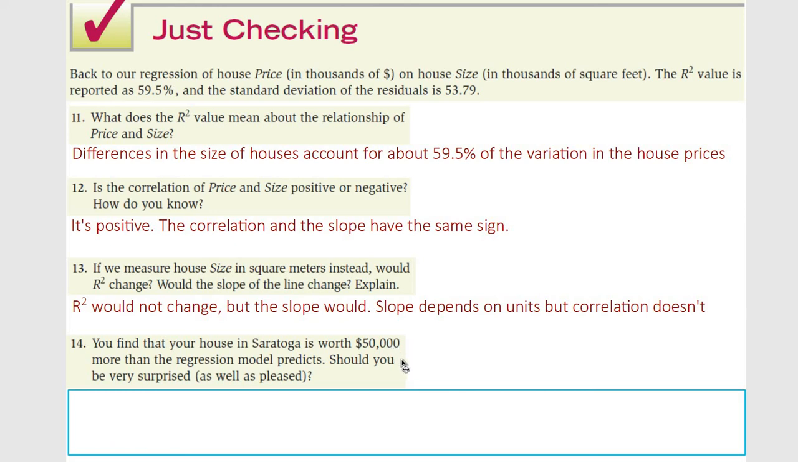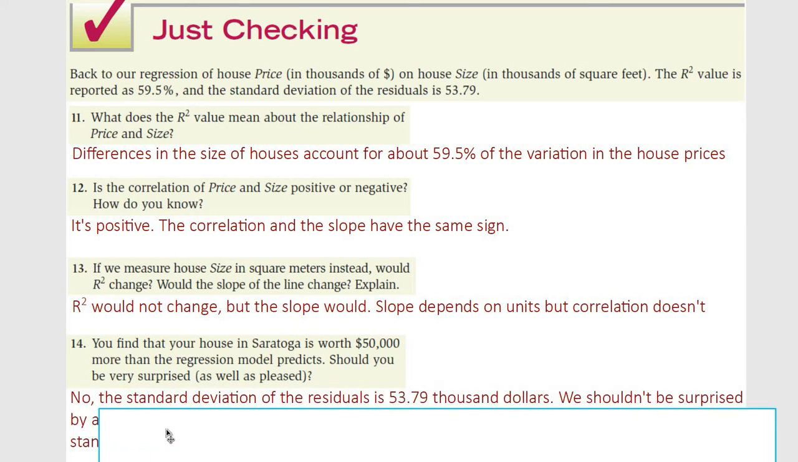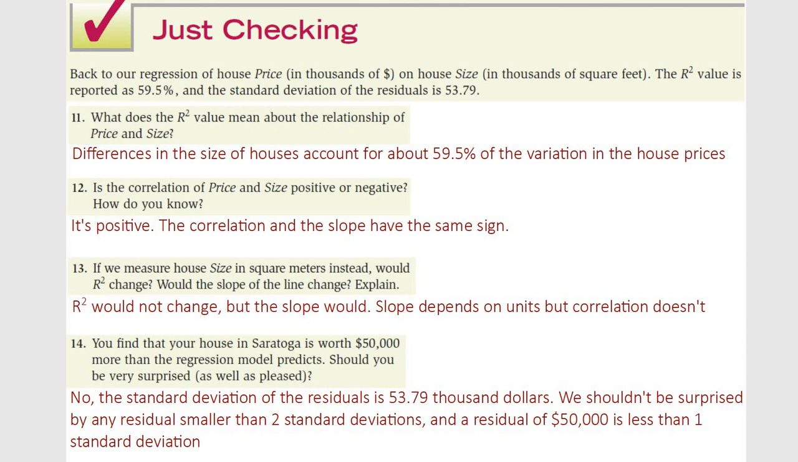All right, so you find that your house in Saratoga is worth $50,000 more than the model predicts. So should you be very surprised as well as pleased? Well, as exciting as it is, it's kind of obvious. Think about it. The standard deviation is 53.79, and that's in thousands of dollars. We should not be surprised by any residual smaller than 2 standard deviations, so it had to be more than 107,000. Think about that. As exciting as it may sound to you, it may not be to the data. I get this one a lot.